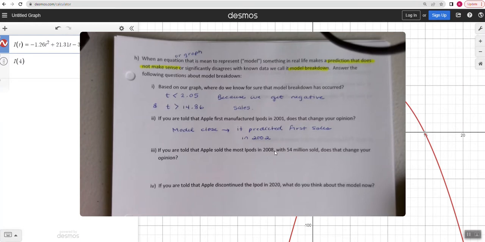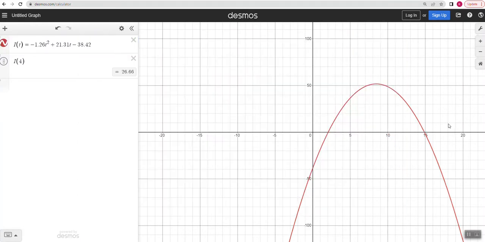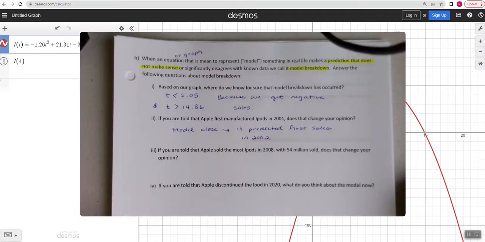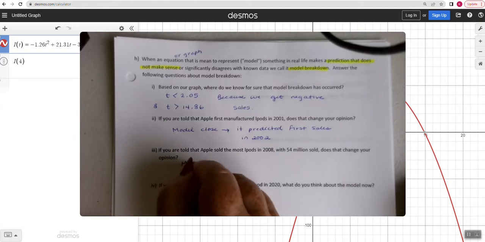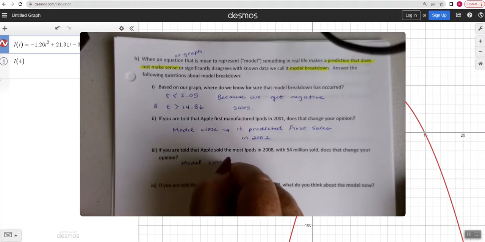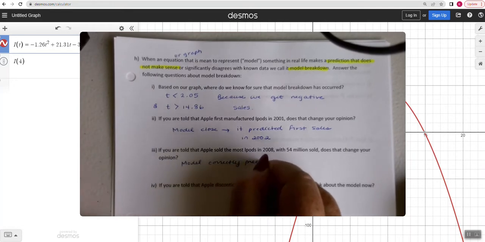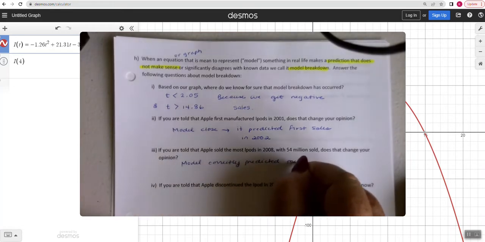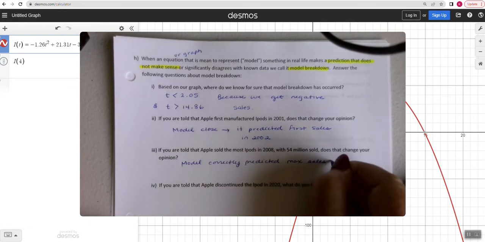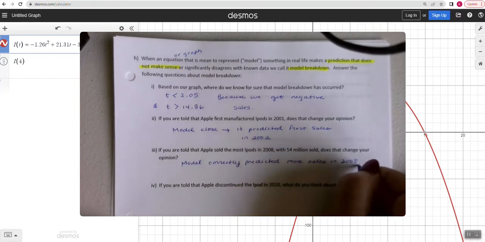All right, if you are told that Apple sold the most iPods in 2008, with 54 million sold, does that change our opinion? Well, remember our maximum up here did indeed occur in 2008. So that part's accurate, although it looks like we underpredicted by just a little bit. So again, we're just talking now about how good of a job our model is doing. Model correctly predicted the max sales in 2008, but a little low.